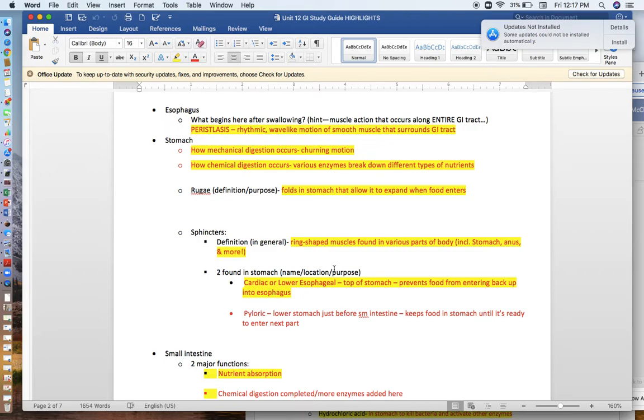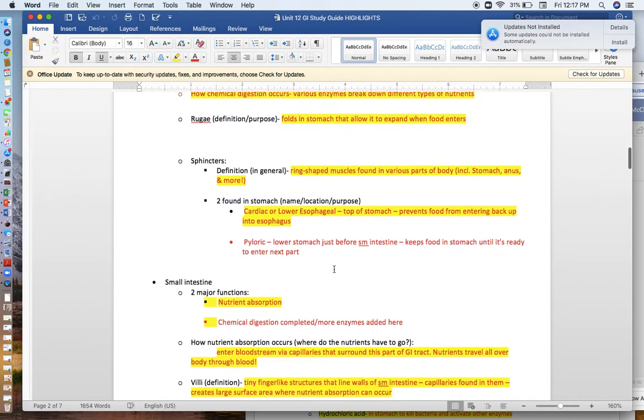We also have a second sphincter in the stomach called the pyloric sphincter. It's at the bottom. So when the pyloric sphincter is closed, food remains in the stomach to be digested. When it's open, it's going to allow the passage of contents from the stomach to go down into the small intestine and continue the journey.